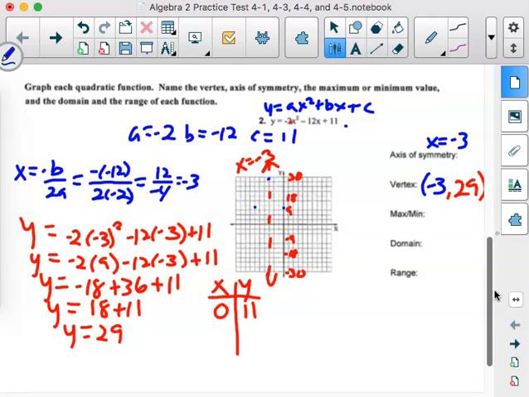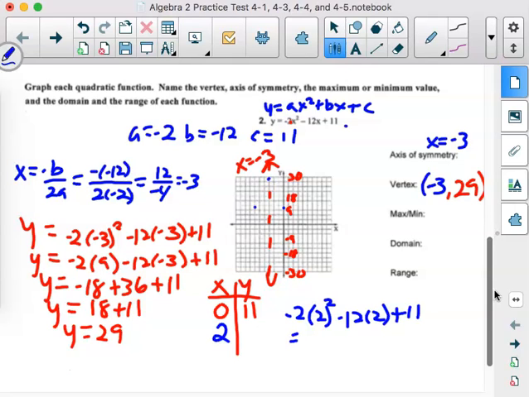Now, this is a test. So I don't know. I wouldn't feel good about just putting that on there. I don't know how wide my parabola is. So I take a look at this and I realize, well, I already know what 0 is. 0 was 11. Maybe I better try putting a number like 2 or 3 in here to see what I get. Let me try 2 since that's smaller. So that would give me -2 times 2 squared minus 12 times 2 plus 11.